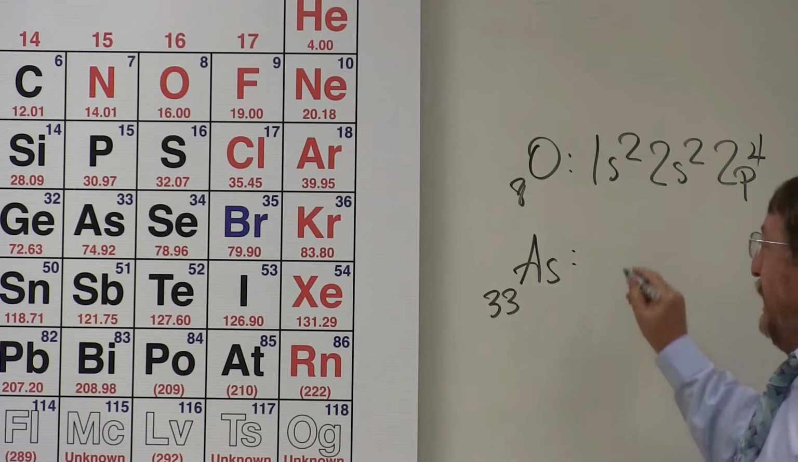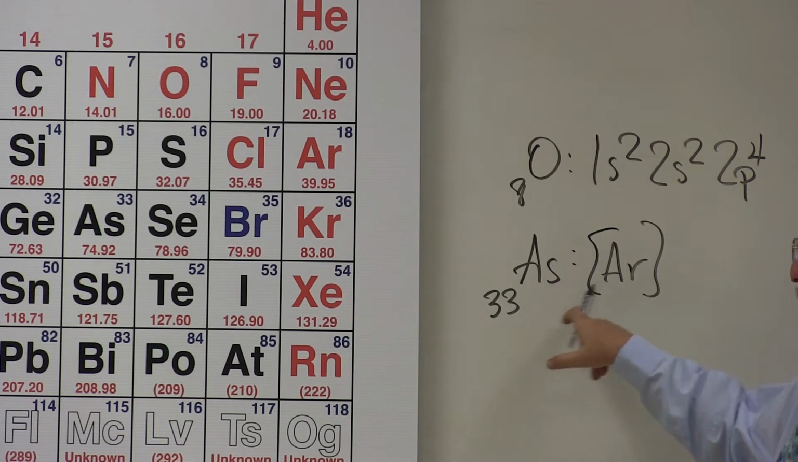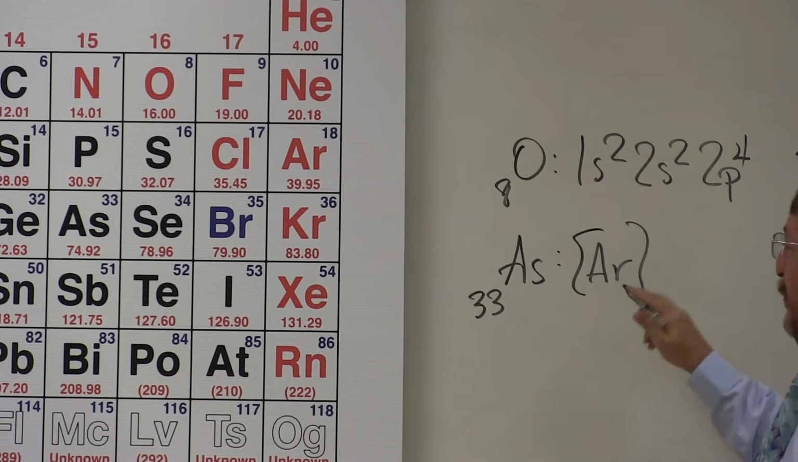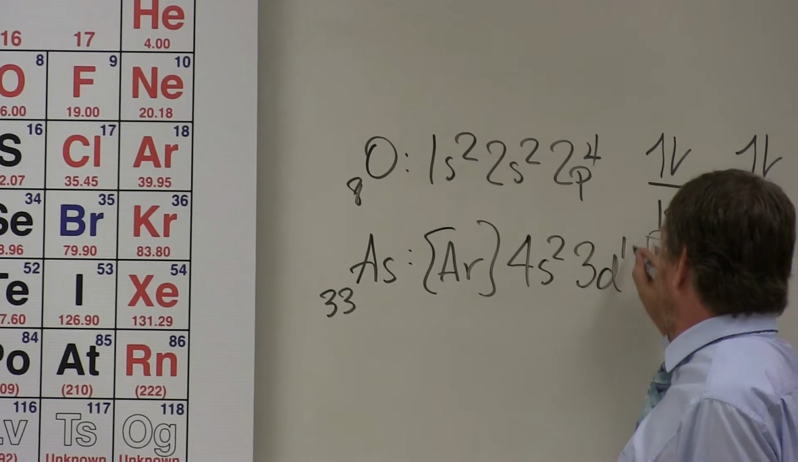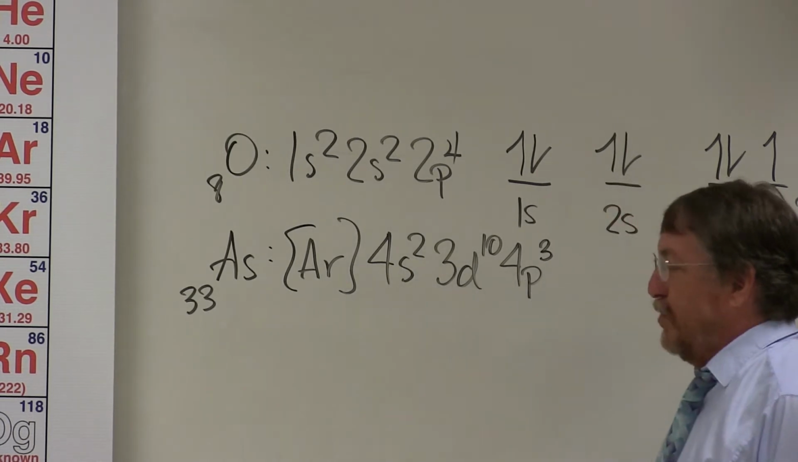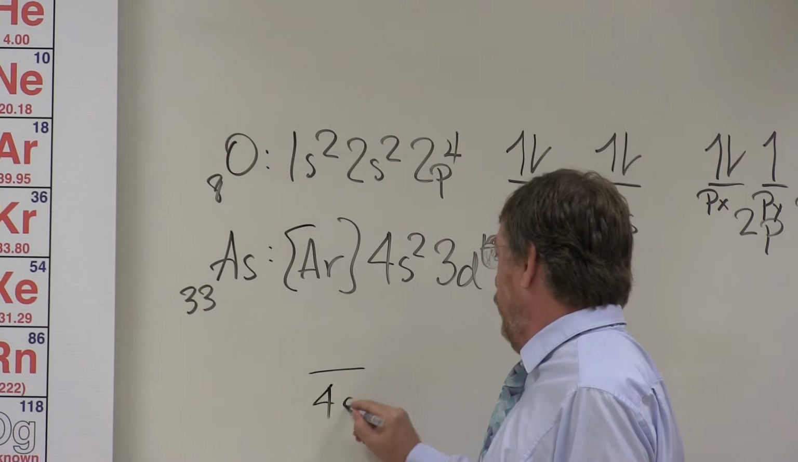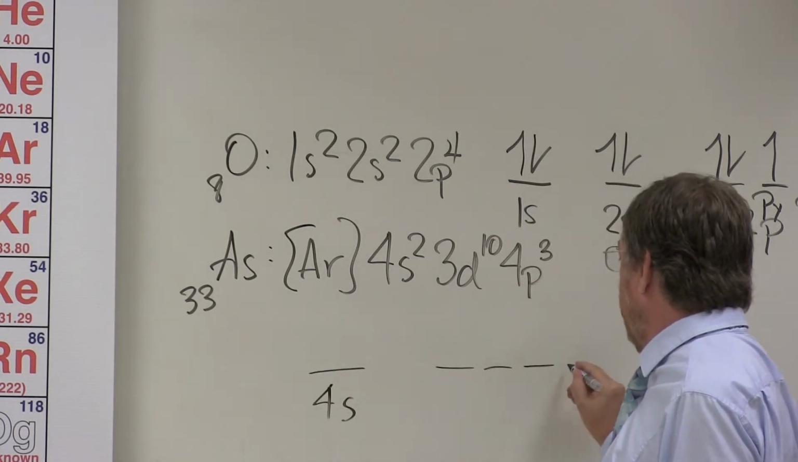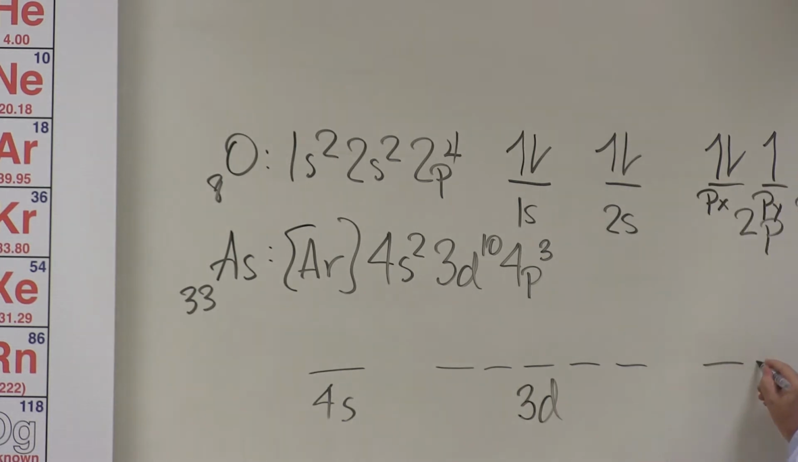The noble gas inside of arsenic is argon. So argon is going to be that noble gas. It's a 4th row element, so we're going to have 4s2, 3d10, 4p3. This is what we want to draw out in our orbital diagram. So the 4s here, 3d, the d has 5 orbitals. And then the p, 3 orbitals. 4p.